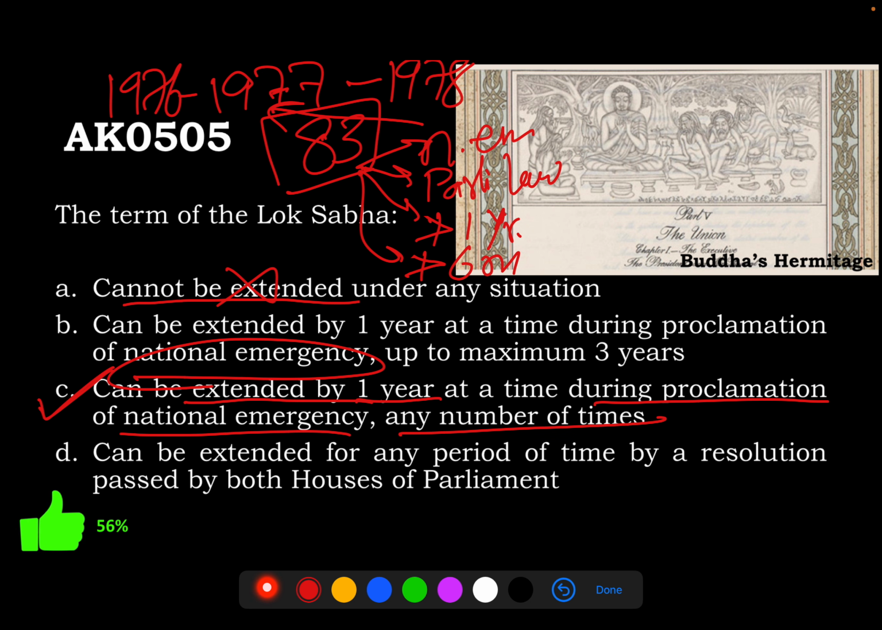Okay, so this is how it will be. Because in all the other options like resolution, there is no resolution. You have to make a law. Then it says up to maximum 3 years. No, there is no 3 year limit. The 3 year limit is only in the cases of president's rule, which is a separate issue altogether.